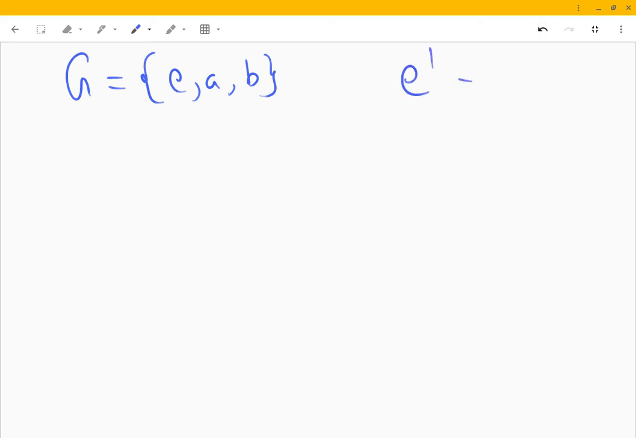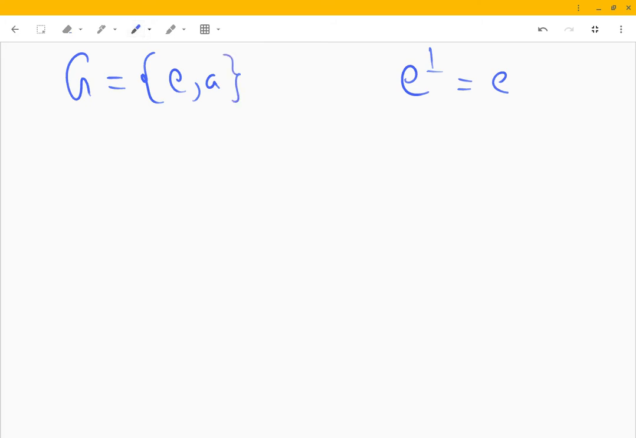That is 1. Identity is identity. You do not need to operate it twice to get identity. It itself is identity, right? So the order of E is 1. Which brings us to the fact that, let's say, we just have this as our group.